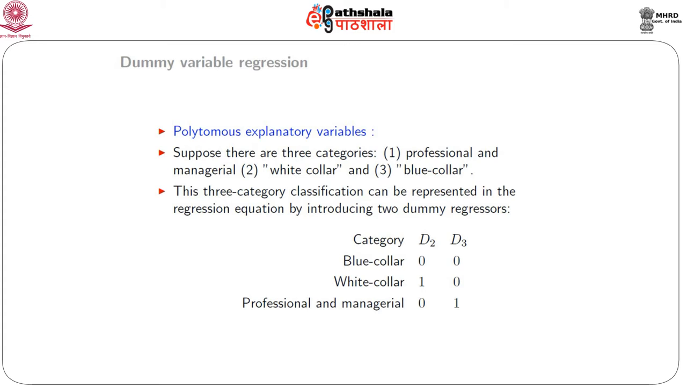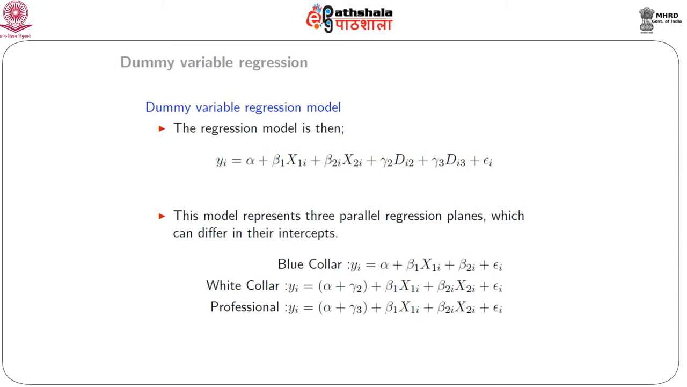This has been taken as the baseline category, and this is the common practice when we have more than two categories. One of the categories is considered the baseline, which has value 0 for all dummy variables, and based on that we categorize the remaining categories. So the regression model can then be written as yi equals alpha plus beta 1 xi1 plus beta 2 xi2 plus gamma 2 di2 plus gamma 3 di3 plus epsilon i, where x1 is income and x2 is education, the two continuous predictor variables that we had included in the study.